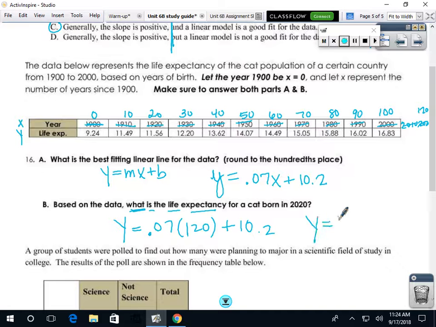And so what do you get? Right, so the cat would be approximately 18.6 years old. That's the average life expectancy for a cat in the year 2020 according to this data.